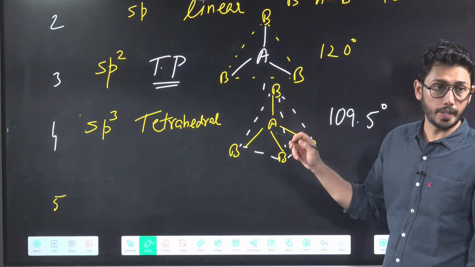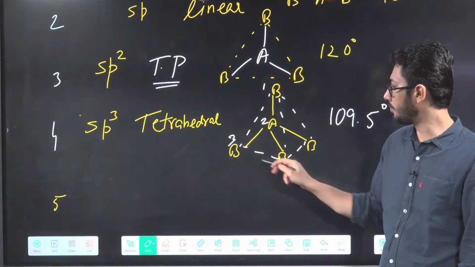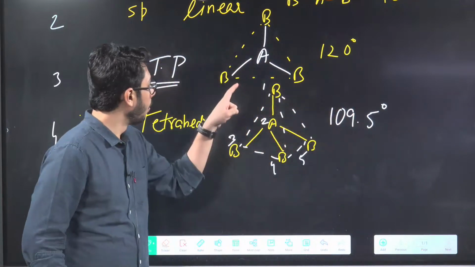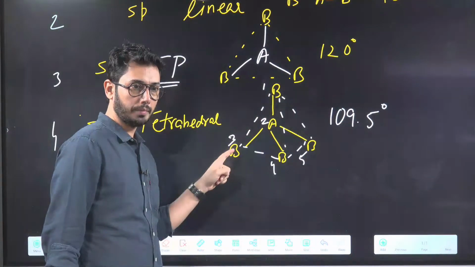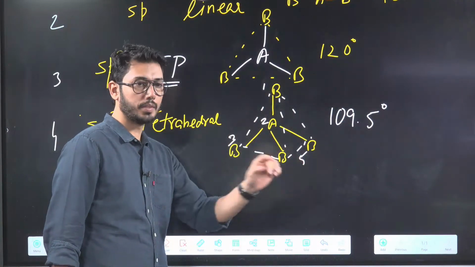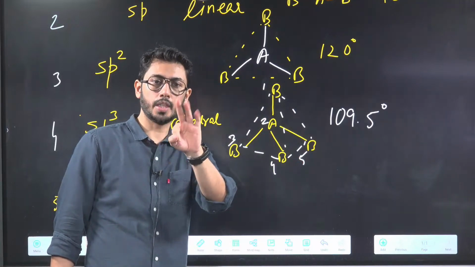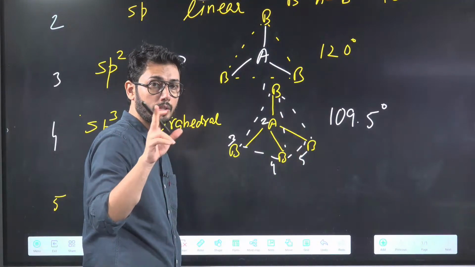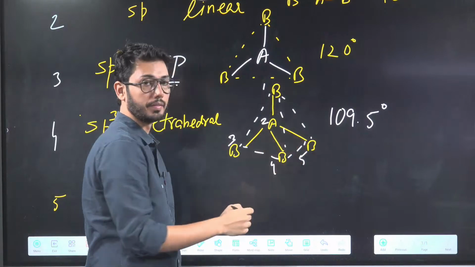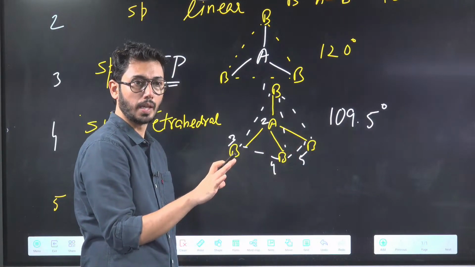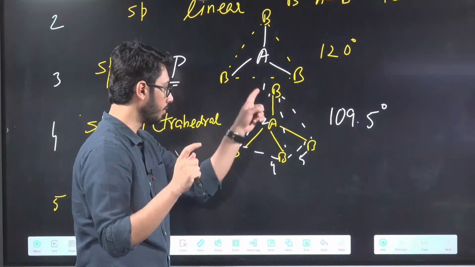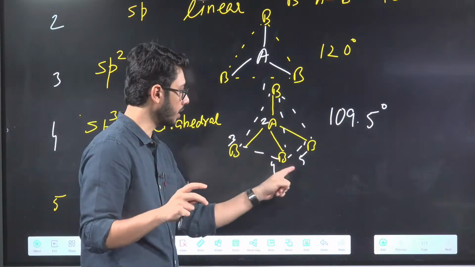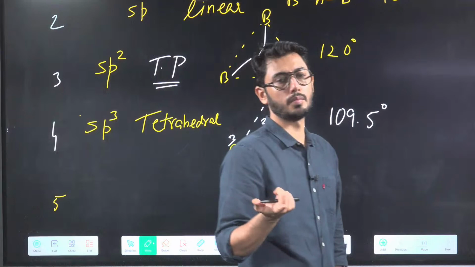There are 6 bond angles of 109.5 degrees. How? Observe here. Suppose I mark this as the first atom, then second, third, fourth, fifth. I am fixing 1: 1, 2, 3 is one bond angle, then 1, 2, 4 and 1, 2, 5, that makes 3. Next, 3, 2, 4 and 3, 2, 5 make 5. Then 4, 2, 5 makes 6. Any other you try, you will get repetition only.